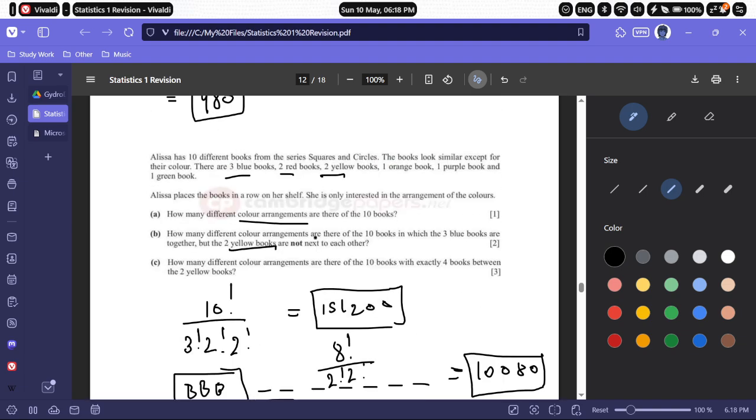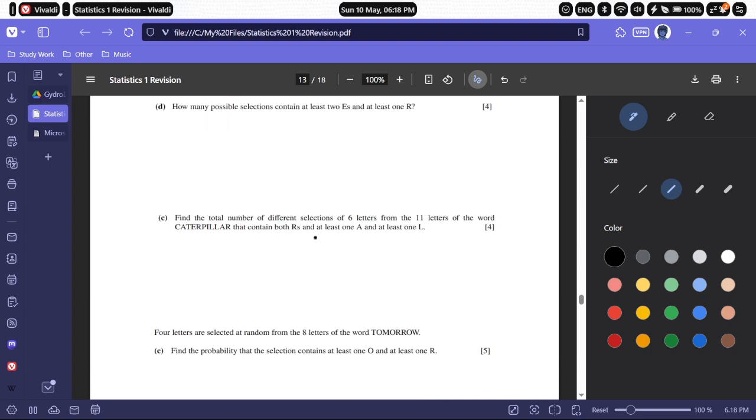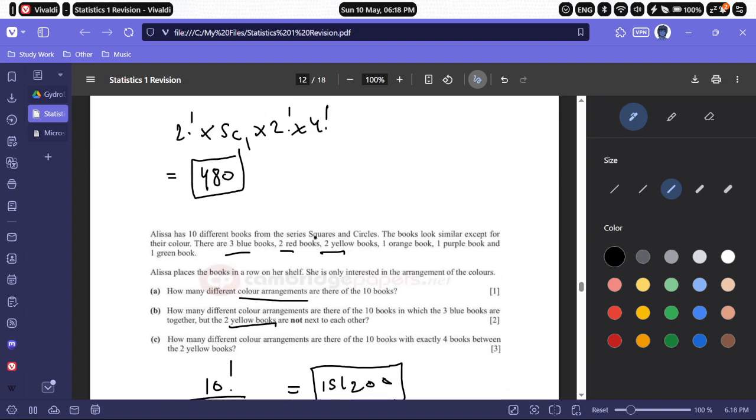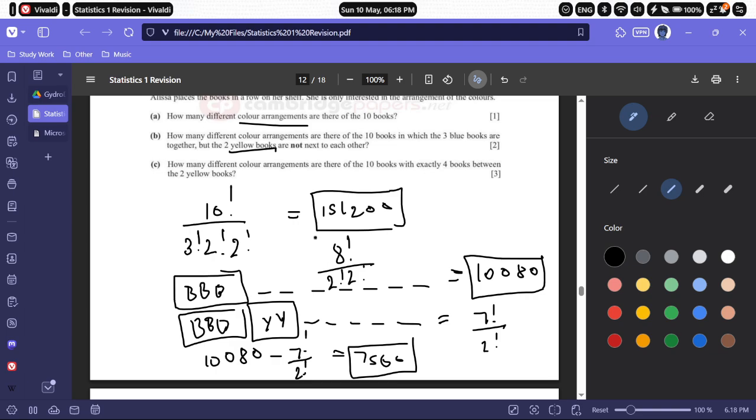Alright. Now, wait, neglect the two yellow. Factorial over. Neglect the two yellow. So hold on, you're ignoring the two yellow ones completely from your calculations.